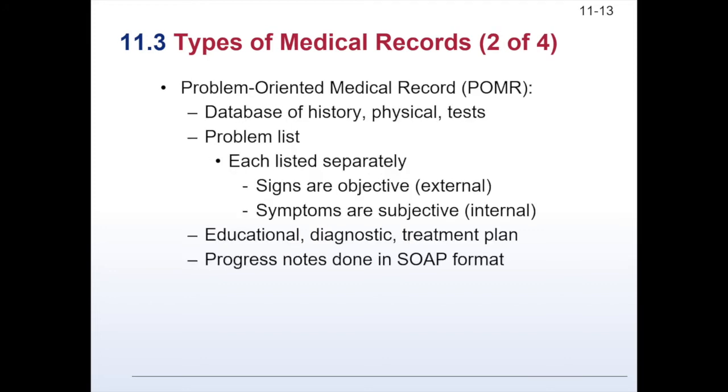Problem-oriented medical record, or POMR. In the POMR method, each problem is given a number and tracked accordingly through the chart. POMR includes a database of history, physical, and tests; a problem list, where each problem is listed separately (signs are objective, external, and symptoms are subjective, internal); educational, diagnostic, and treatment plans; and progress notes done in SOAP format.